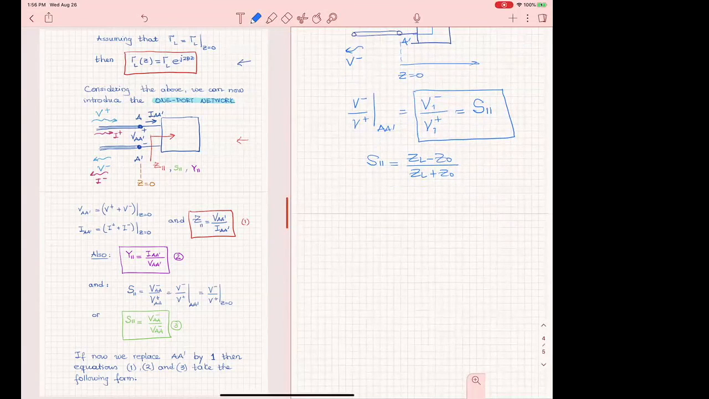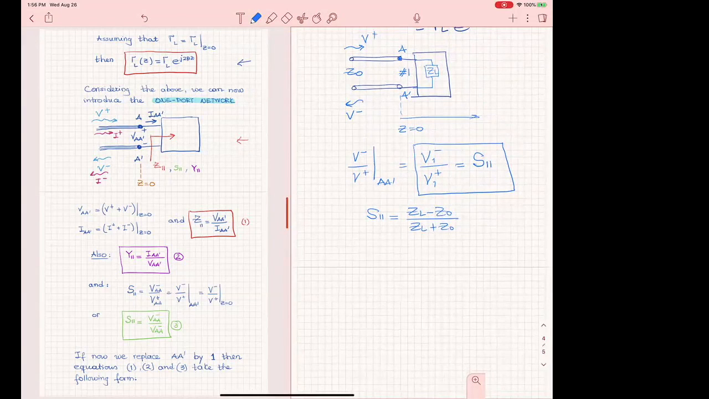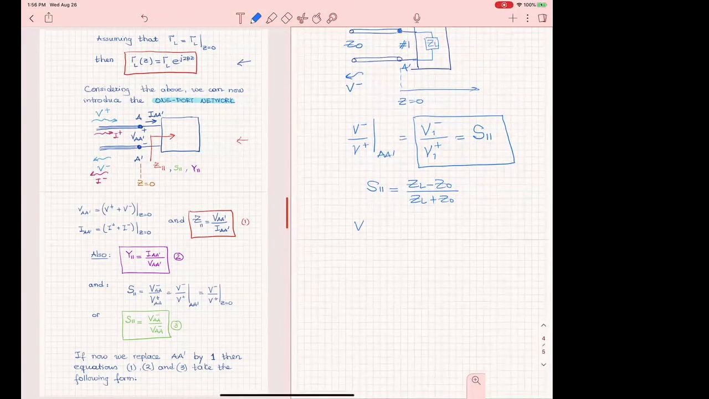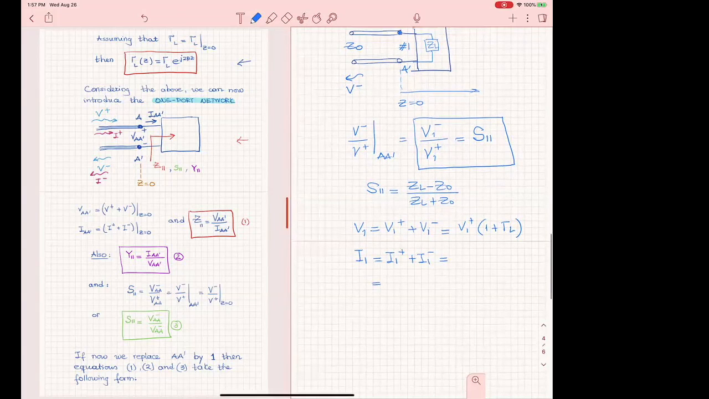Then we look at the total voltage at point AA prime. So the total voltage at point AA prime, which is one port, is going to be V1 plus V1 minus. And what is this going to be? We can call it V1 plus, and then we have 1 plus gamma L. Okay, and then the current I1 is going to be I1 plus I1 minus. And from transmission line, we remember that I1 plus is V1 plus divided by Z naught, and I1 minus is minus V1 minus divided by Z naught.